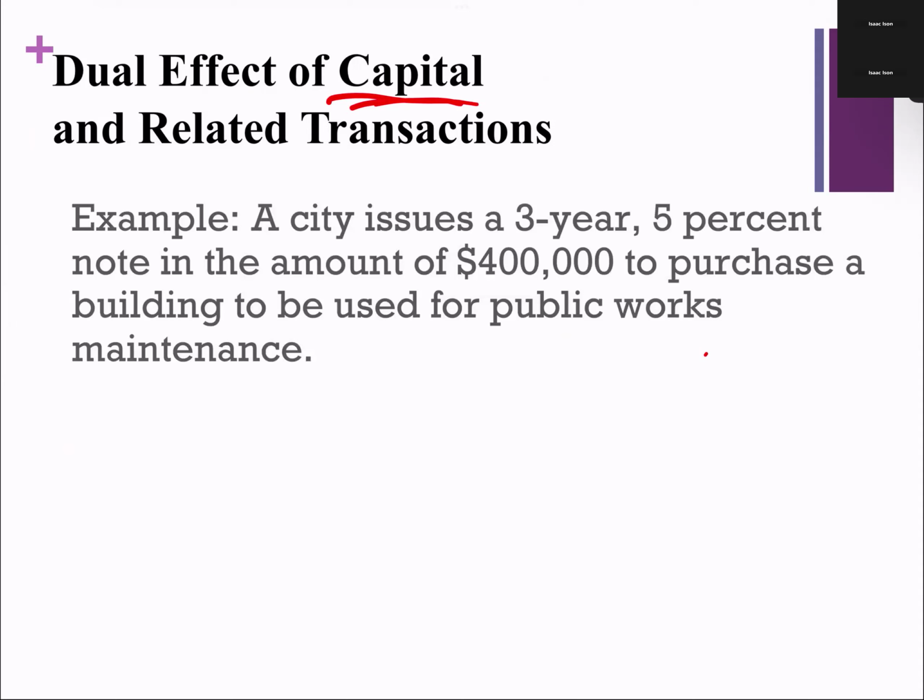So another important thing is just this textbook will use the dual track approach, recording journal entries both at, let's say, the governmental fund level and then also at the government-wide level. And so, with a capital transaction, that's like buying a building or something like that, it'll be recorded differently. Okay, so here they're issuing bonds, okay, to buy a building.